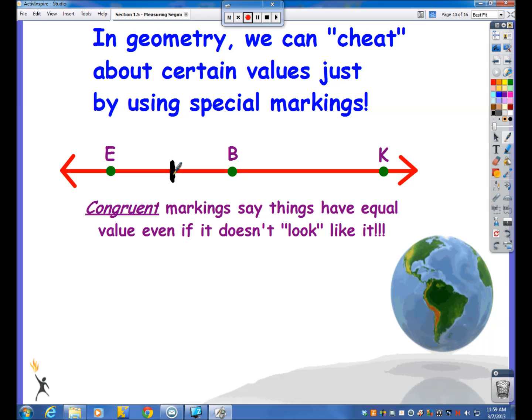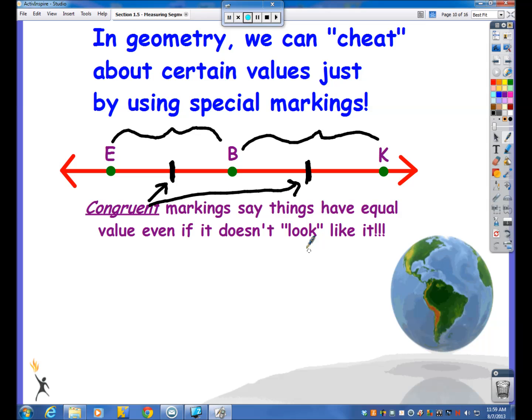Congruent markings are basically like a little baby segment. You usually put it right in the middle. For example, if I wanted to talk about this segment EB being congruent to this segment BK, then I would usually put my congruent markings right in the middle of those two segments. So these are my congruent markings, that guy and that guy. And technically right now they're saying that segment EB is congruent to segment BK. Even though it doesn't look like it, those markings are saying that they are, and you can't question those markings.